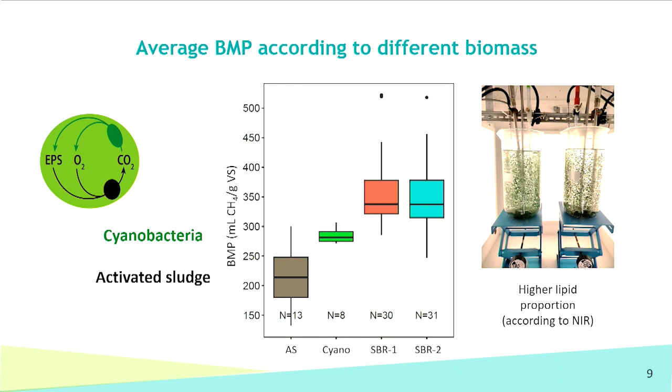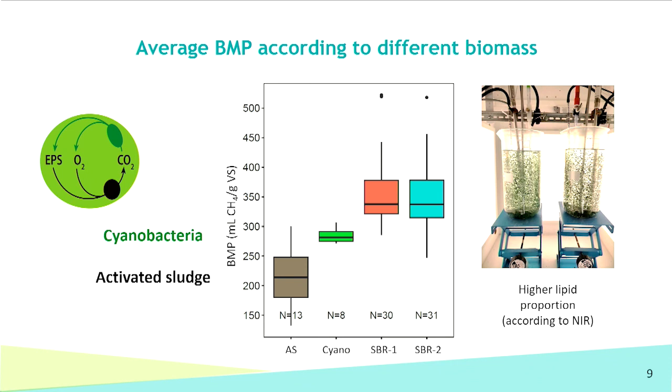So you can see these are higher, and this can be due to a higher lipid proportion that we observed also by NIR. This might be related to the specific growth conditions in the reactor and not simply to the presence of these relative biomasses.